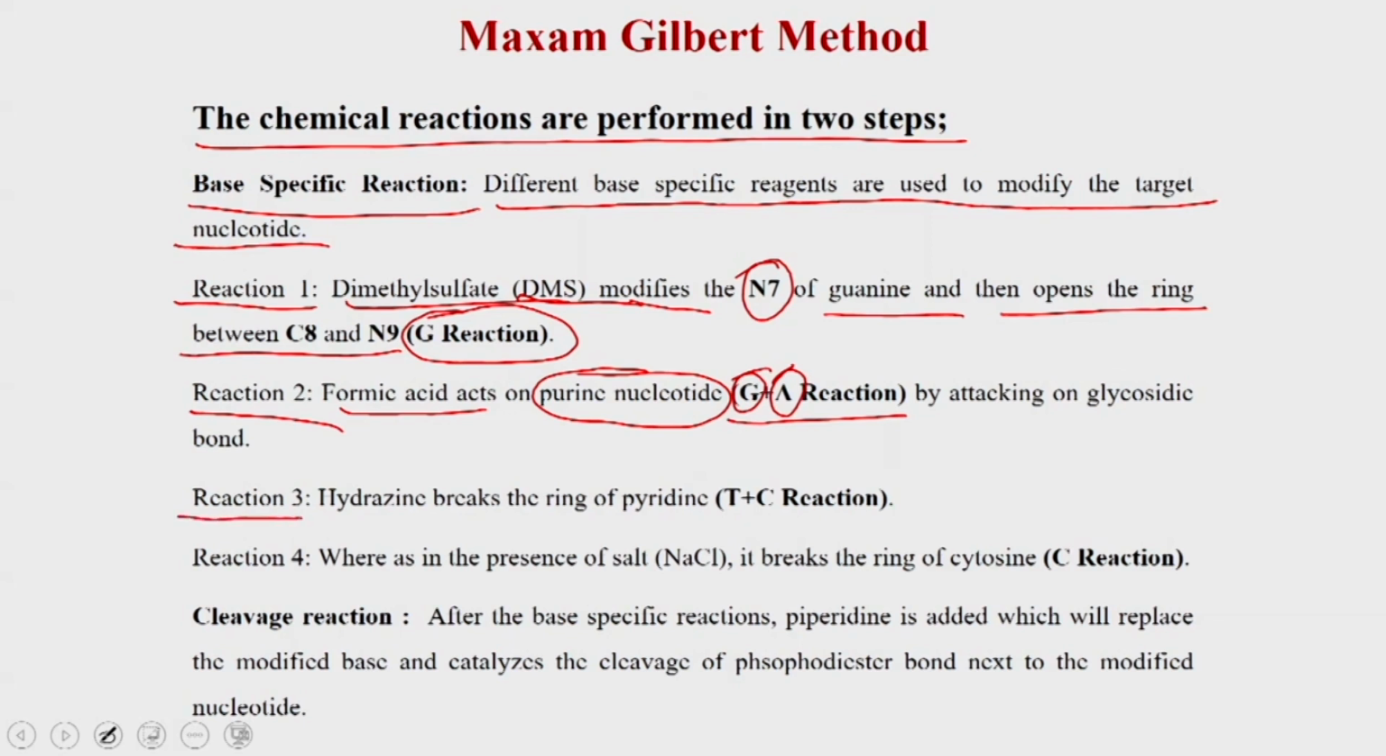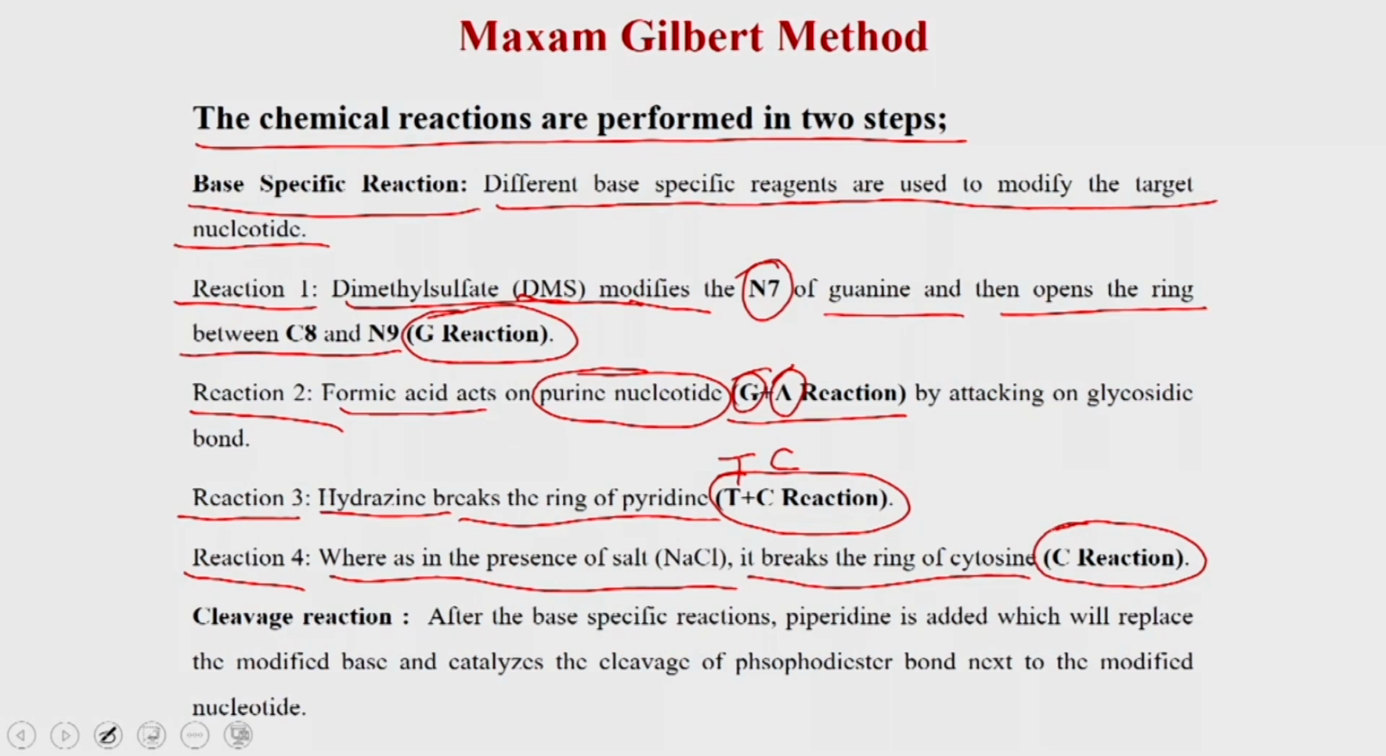Now, in reaction 3, you are going to use hydrazine, and that is going to modify all the pyrimidines, which is why it is called the T plus C reaction, because it modifies both the thymine and the cytosine. Then there is the C reaction. So, you can see that we have used 4 different reagents, and all these reagents are specifically modifying either the guanine, or adenine, or thymine and cytosine, or the cytosine alone.